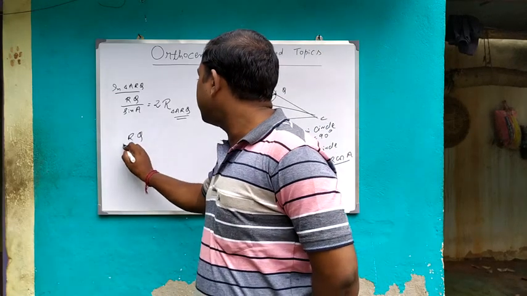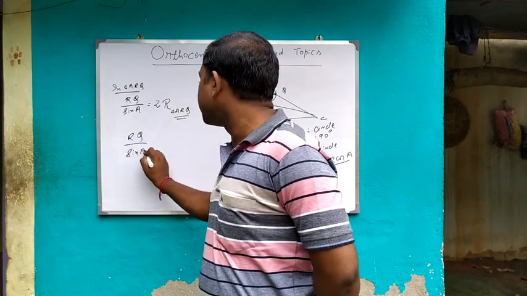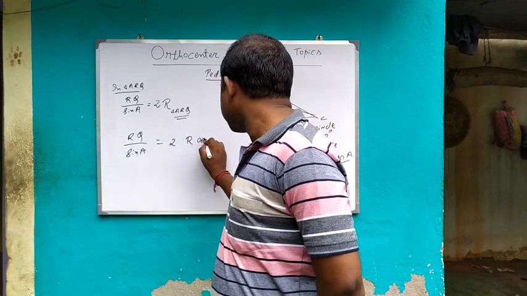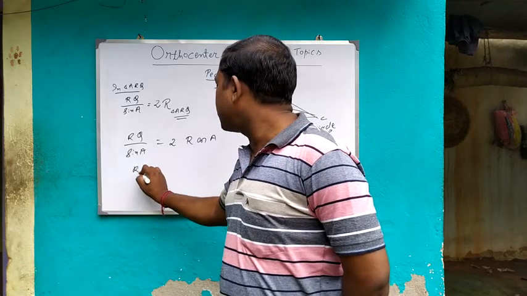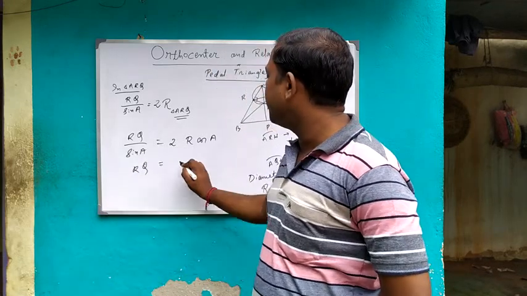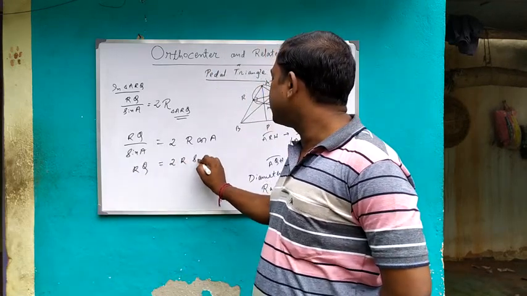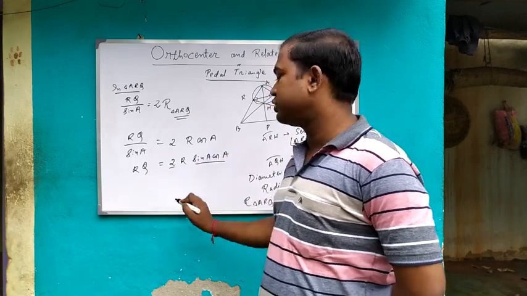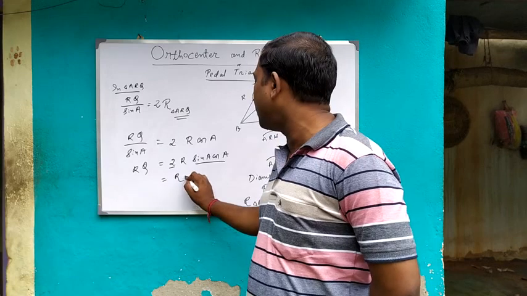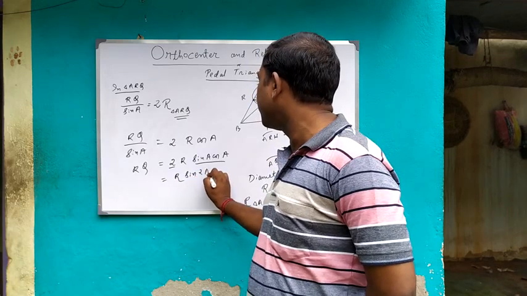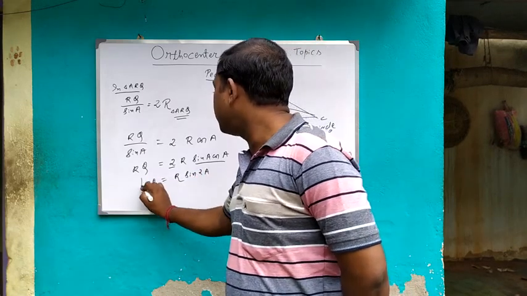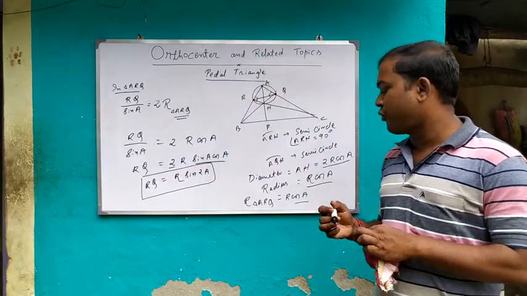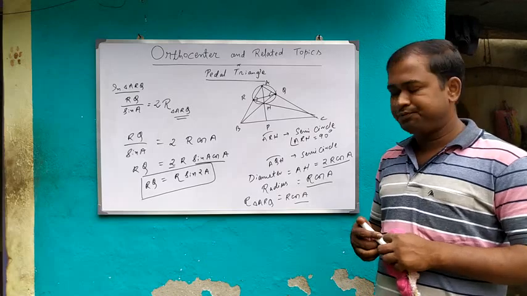Clearly, we will substitute this value in this equation, and we will write 2 times R cos A. So now what does RQ come out to be? 2R sin A cos A. 2 sin A cos A is equal to sin 2A, so that is equal to R sin 2A. So we have found one of the sides of this pedal triangle, that is RQ.